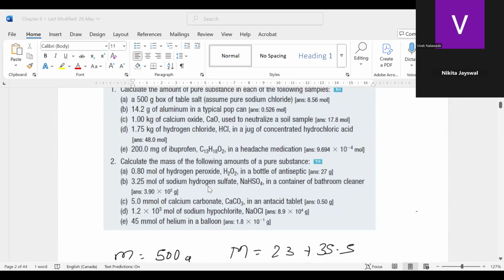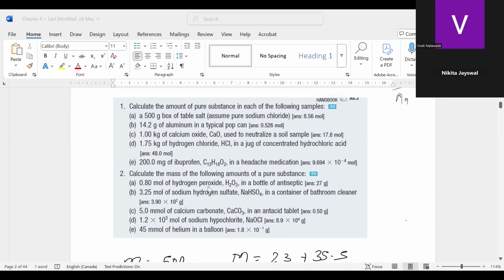All right, now let us try these problems. First A, C, and E. Check the question: calculate the amount, and amount means moles, of pure substance in each of the following. A 500-gram box of table salt. Table salt is sodium chloride, and we are assuming it is pure. Do you know the formula of sodium chloride? NaCl.